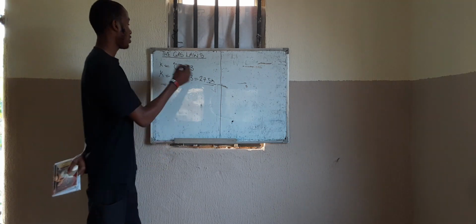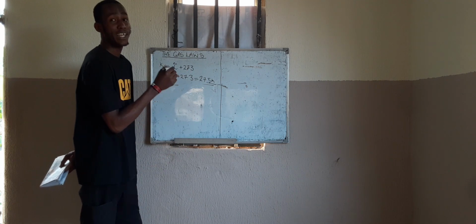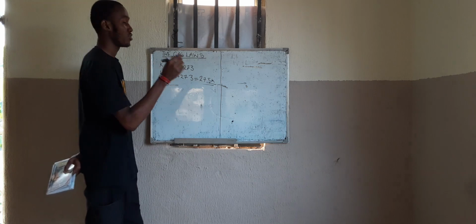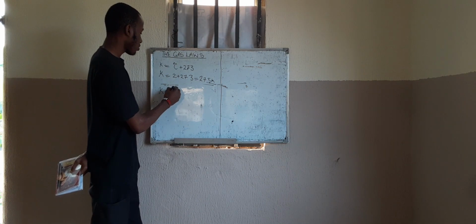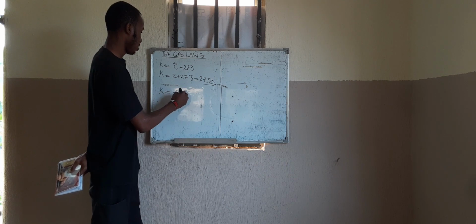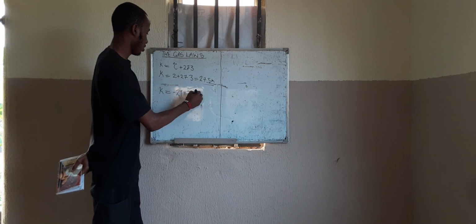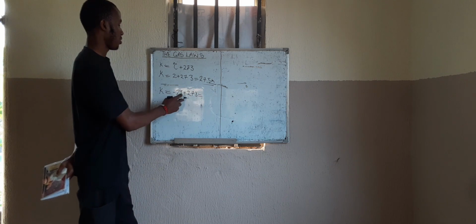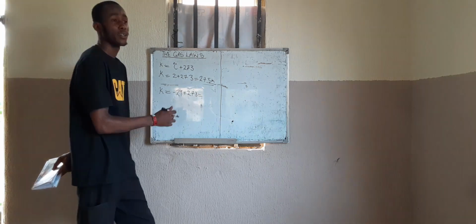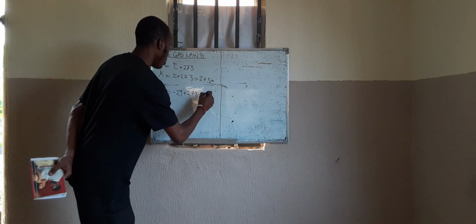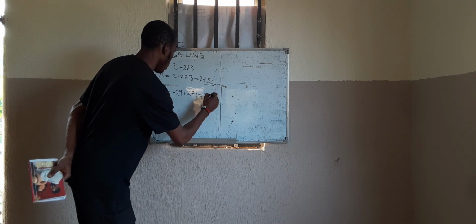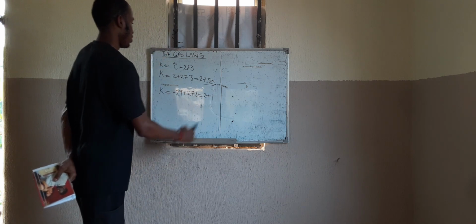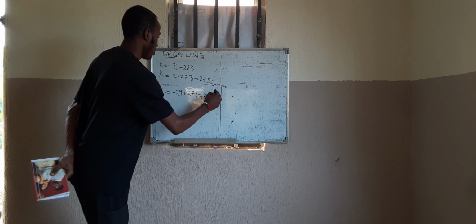Are you getting me? Or let's convert minus 29 degrees Celsius to Kelvin. Kelvin equals minus 29 plus 273, which is now around 244 Kelvin.